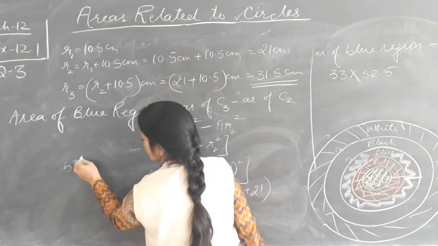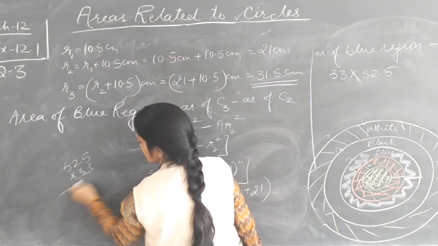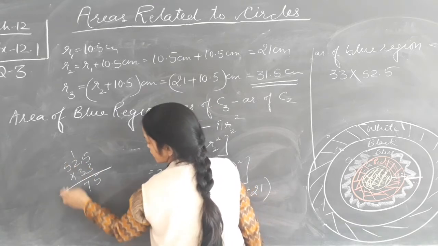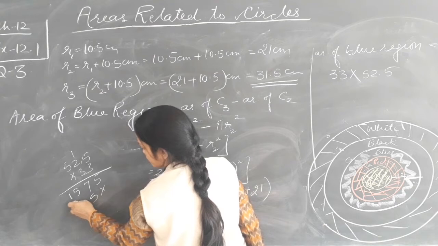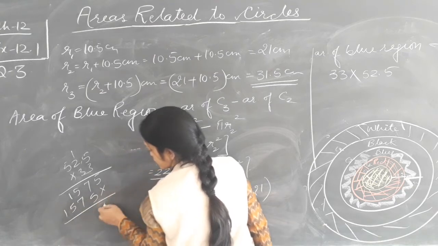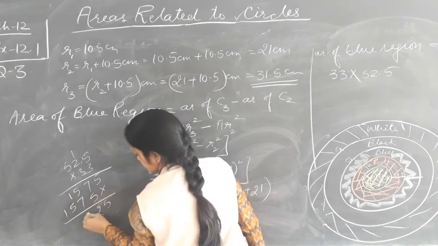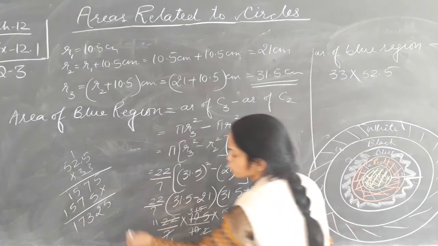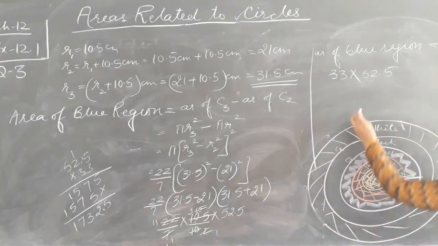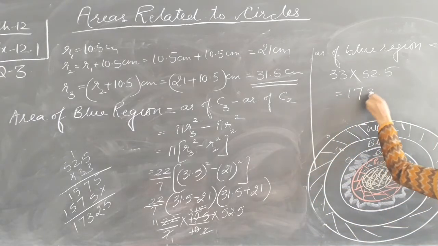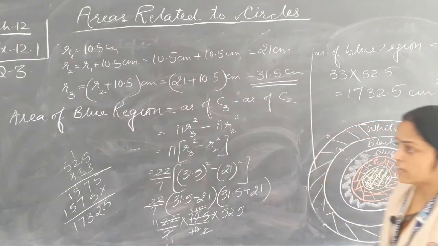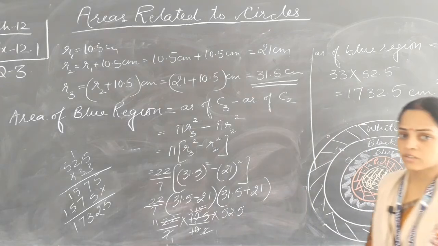52.5 multiplied by 33. 3 5s are 15, 3 2s are 6 and 1 7, 3 5s are 15. 5, 7, 5, 1. So we'll get 12, 13, 5, 6, 7, 1732.5. So area of blue region is 1732.5 centimeter square. Okay. So in this manner we got area of blue region.